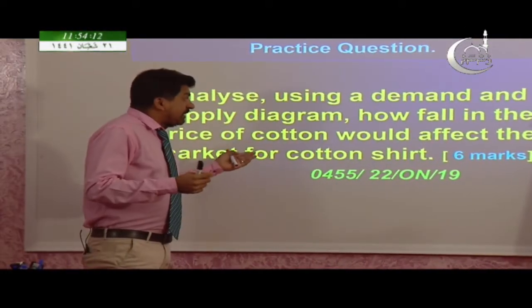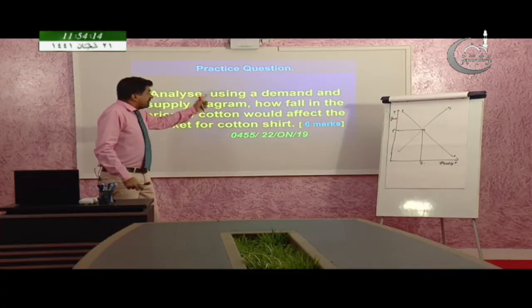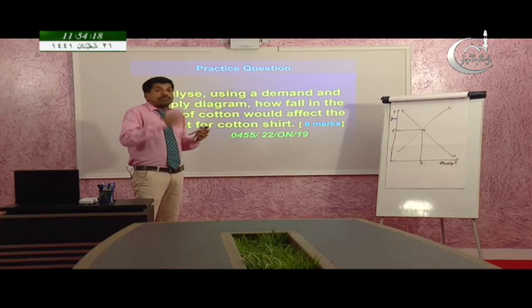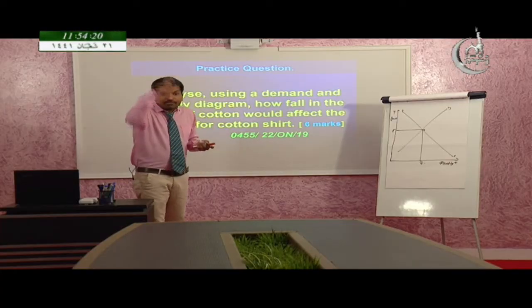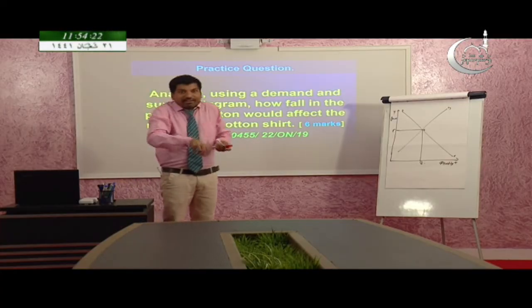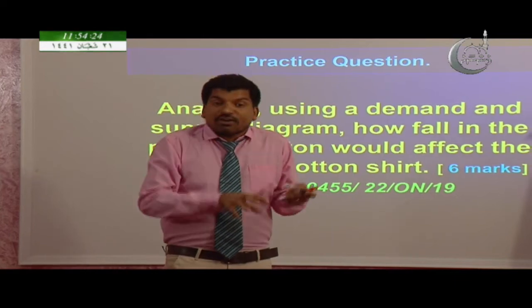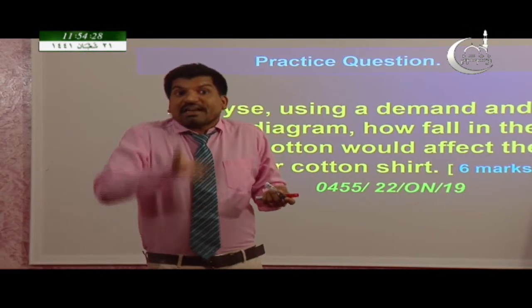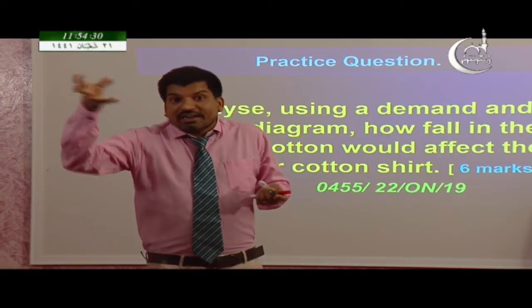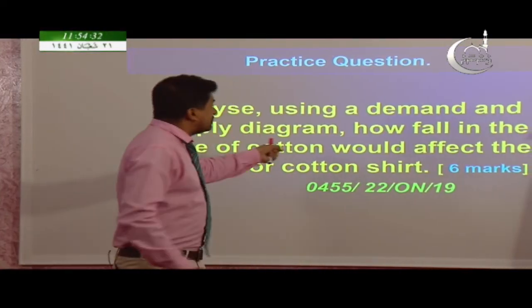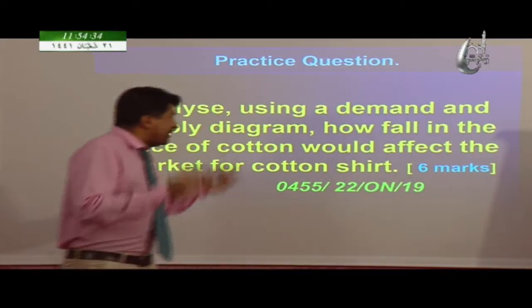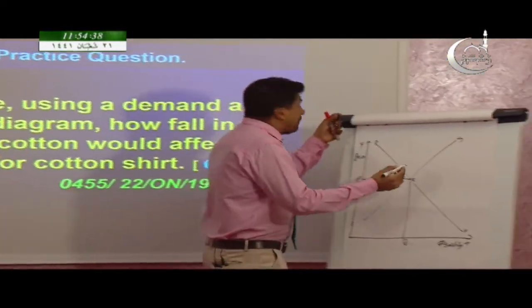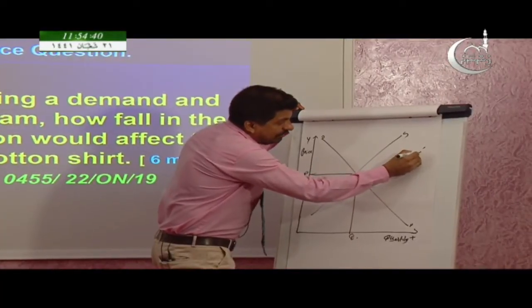What is happening here? The cost of production: the price of cotton has fallen. Price of cotton falls means cost of production falls. If the cost of production falls, supply will increase. And if the cost of production rises, supply will decrease. So here the fallen price of cotton will reduce the cost of producing shirts. So what is happening here? The supply will increase.